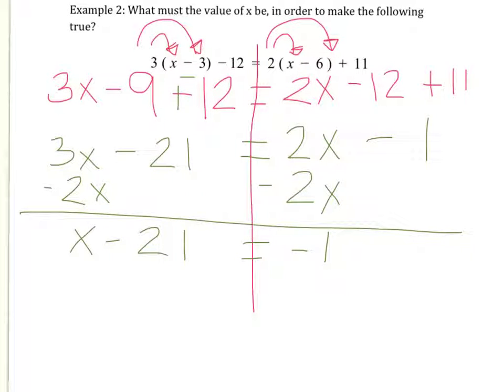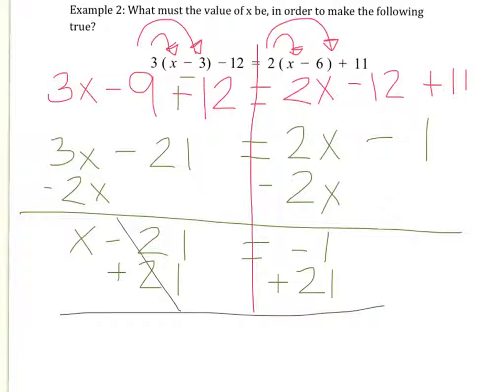Now what I need to do, I need to go ahead and get my numbers together. Remember, we want our variable on this side alone. So I need to move my minus 21. In order to move a negative 21 or a minus 21, the opposite or the inverse of subtraction is addition. So I'm going to add 21 to both sides. I'm going to draw my line down. My minus 21 and plus 21 are going to cancel.